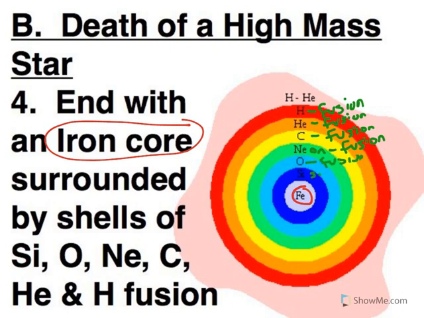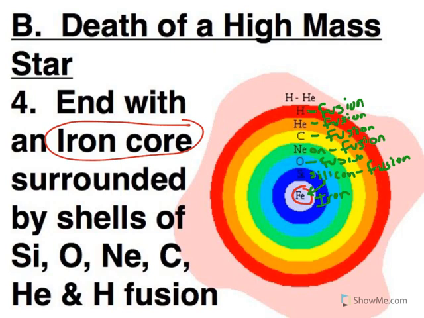This is silicon, not to be confused with silicone. Silicon is like what's used to make computer chips. So you get silicon fusion, and the product of silicon fusion is iron. And iron will not fuse. It will fuse if you put in more energy than you get out. So nature will not do that naturally.